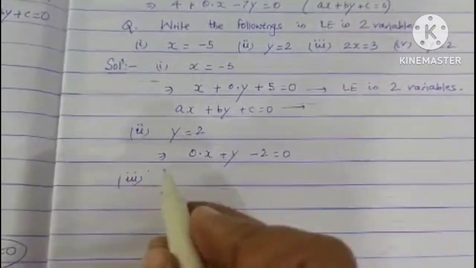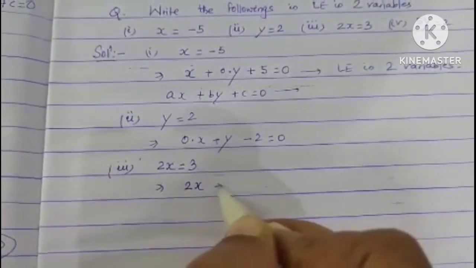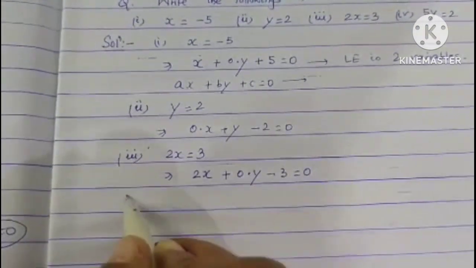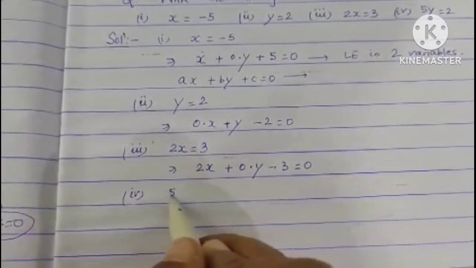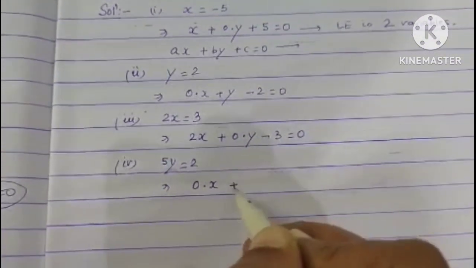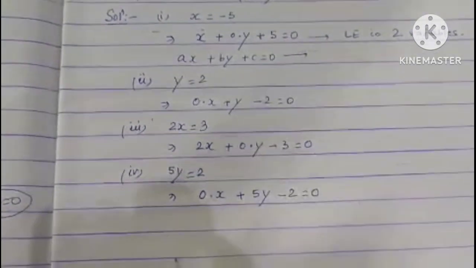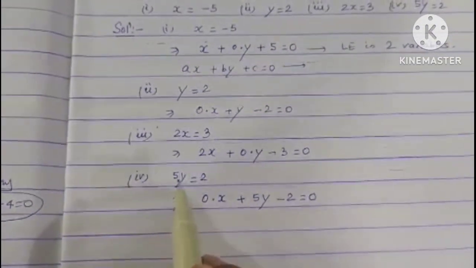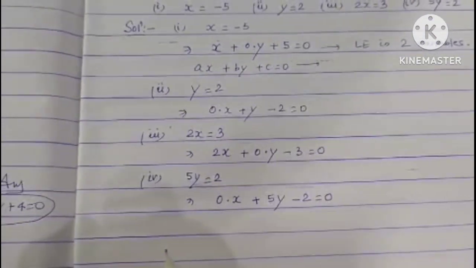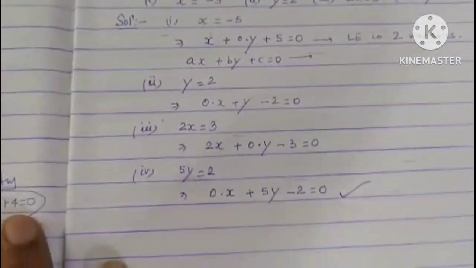Now the third one is 2x equal to 3. Here the y portion is missing, so we will write 2x plus 0 into y minus 3 is equal to 0. Fourth one is 5y is equal to 2. Here the x portion is missing, so we will write like this: 0 into x plus 5y minus 2 is equal to 0. So this is the way to write such equations in the form of linear equations in two variables. Alright. Now we have understood this fundamental thing.